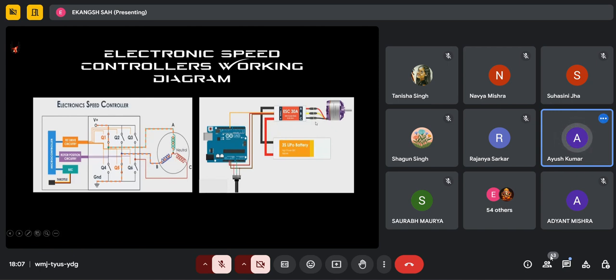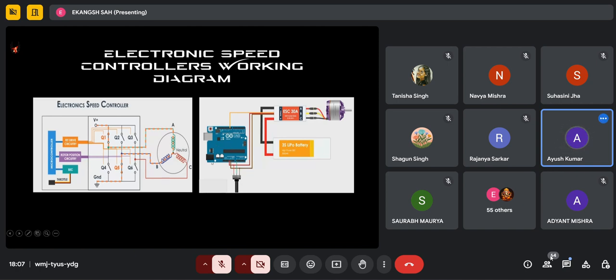Then the red wire is connected to the positive terminal of the battery, while the black wire is connected to the negative terminal of the battery. Then there is a set of 3 more wires. One is the yellow wire, which is a signal wire or the pulse width modulation signal wire, also known as control signal wire. Then the red one is the positive power supply and the brown one, that is negative power supply, is used to power the Arduino.